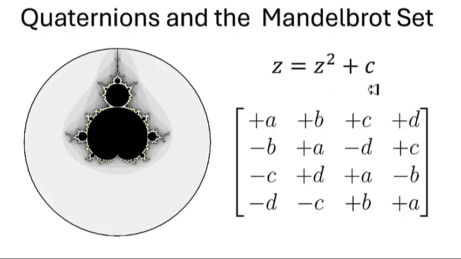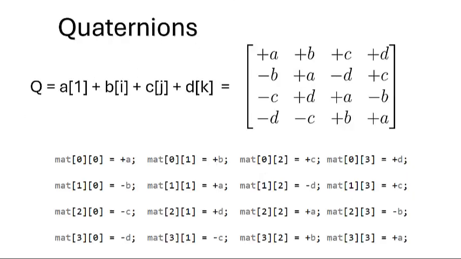Z and c are going to be 4x4 matrices. They're going to be the special 4x4 matrices that we call quaternions. So these are the 4x4 matrix implementation of quaternions. We'll be using that to generate a four-dimensional Mandelbrot set. But first, let's do just a quick review of quaternions and the 4x4 matrix implementation of quaternions.